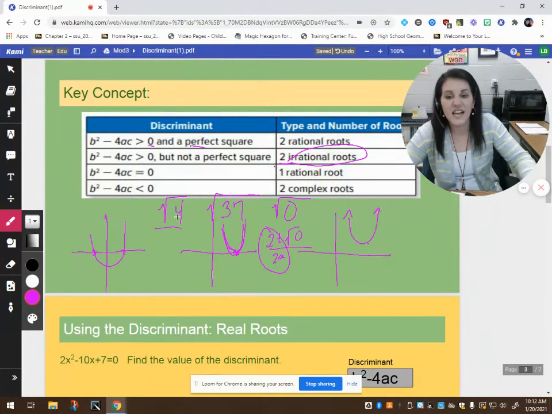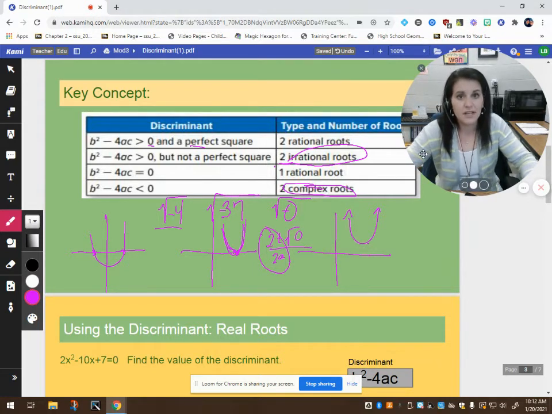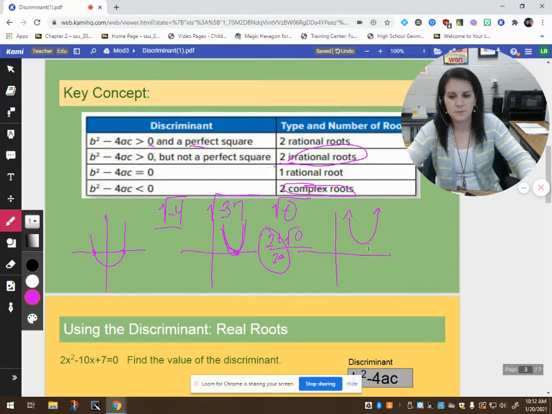And then if it is less than 0, if what's under here is a negative number, then we know that it's going to have complex roots. If we take the square root of a negative number, we get i. So it's a complex root.